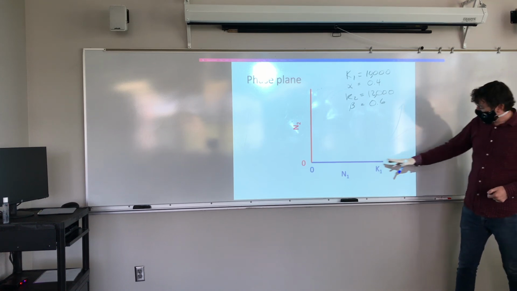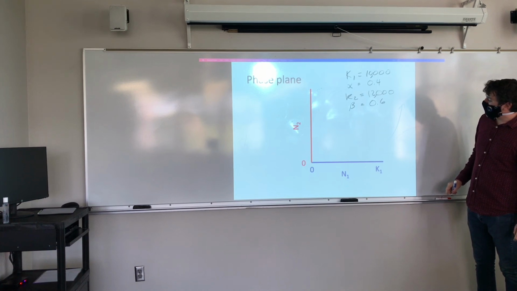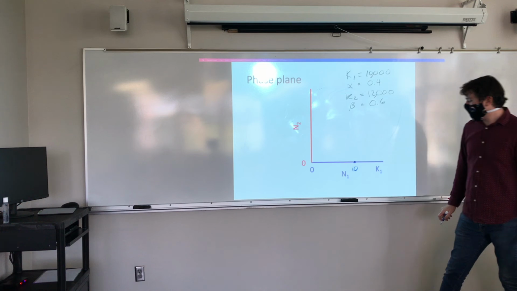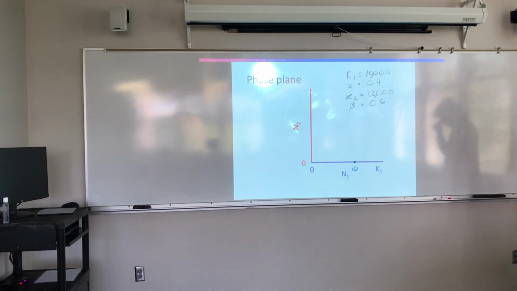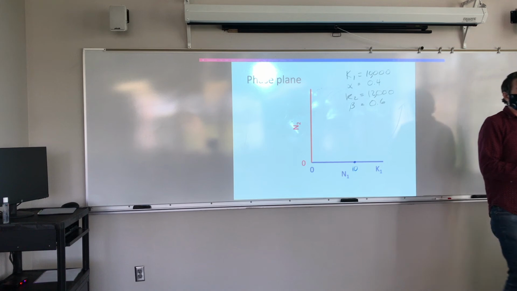So let's do our first one here, species 1. We're going to plot our carrying capacity right about here, 10,000. You remember what value of species 2 is going to drive species 1 to extinction? What's the other end of this isocline going to be?